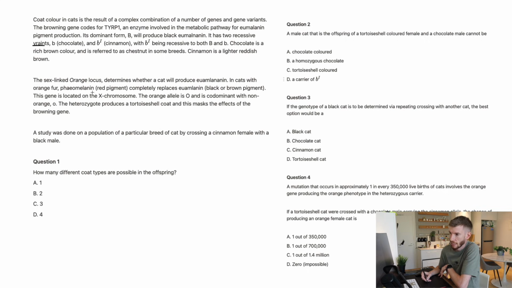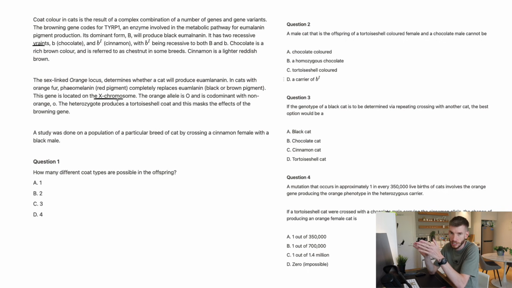And then we've also got the sex-linked orange locus, which determines whether a cat will produce eumelanin. In cats, orange fur, or pheomelanin, I'm hoping I'm saying that right, or red pigment, completely replaces eumelanin, black or brown. This gene is located on the X chromosome. The orange allele is capital O and is co-dominant with non-orange o. So we can see all of that terminology and jargon is now coming up. The heterozygote produces a tortoiseshell coat, and this masks the effect of the browning gene. So there's a lot of interaction going on here. I've made this particularly difficult.